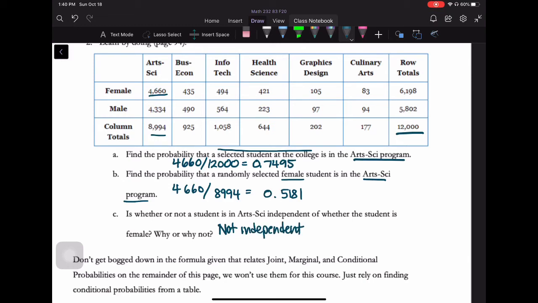Meaning that there are more students in the arts and science program than there are females in the arts and science program. So here there's a 75% in arts and sciences, but females is only 51%. That would be 75 and 75 together.